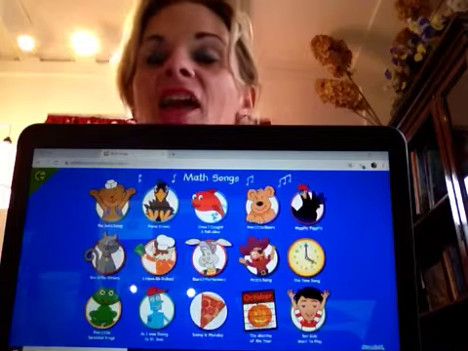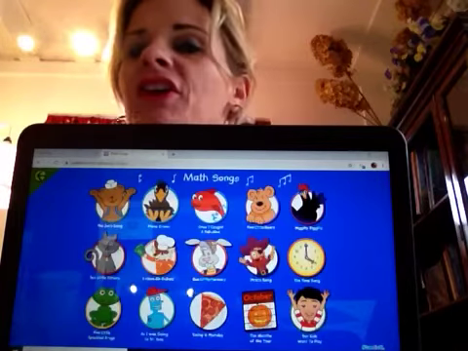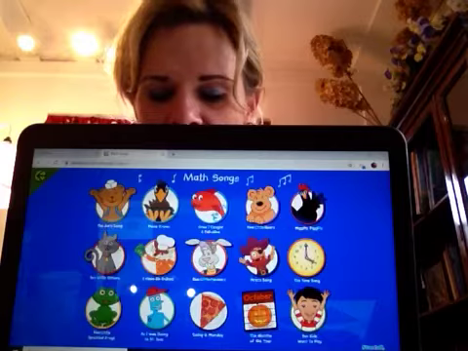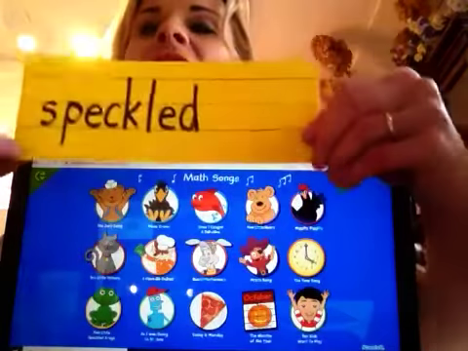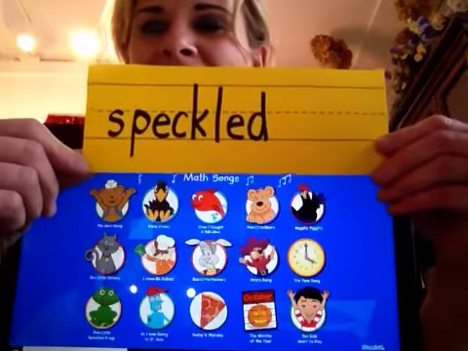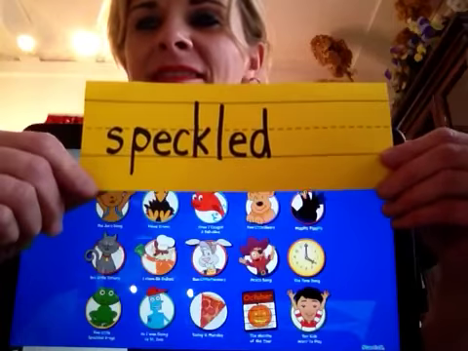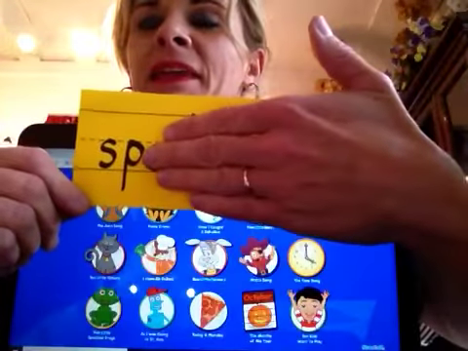So when we were talking earlier about describing words for frogs, this word kept coming back to my mind. Do you think we could figure out what it is? Let's just look at the blend in the beginning.